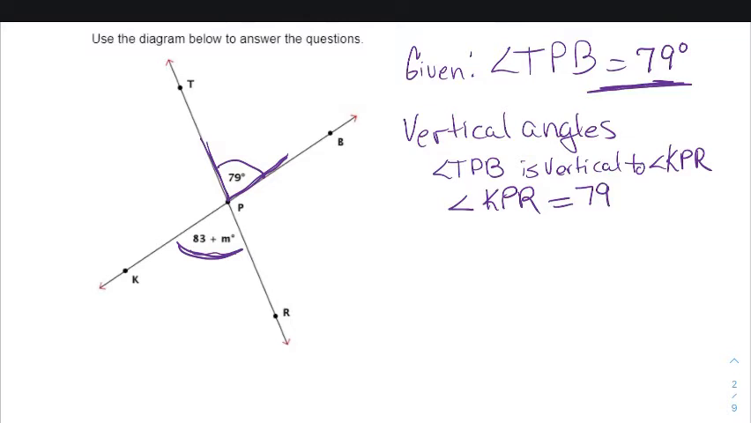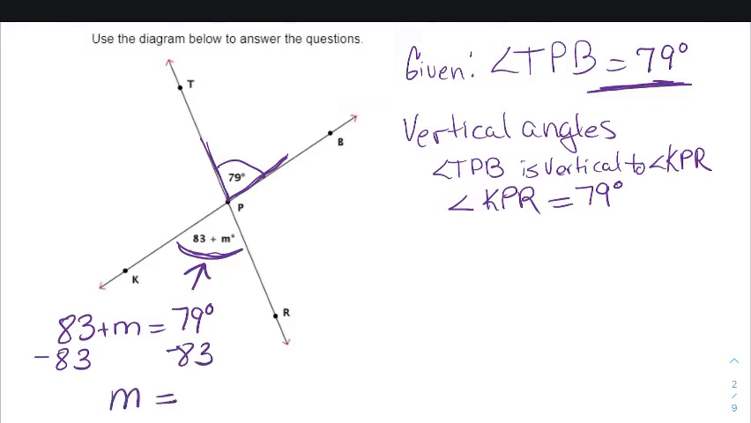Okay, so we can now take our expression of 83 plus m, set it equal to 79 degrees, and solve. So we're going to subtract, and we find that m is equal to -4. Now, it is odd sometimes to think of having a negative answer, but Get More Math is pretty good about always having those work out to our benefit. So let's say we have that this is now -4.